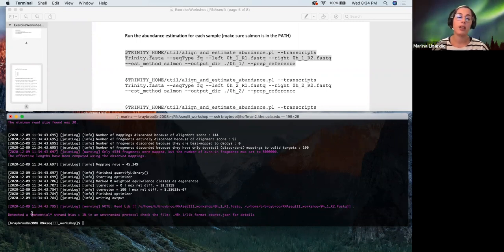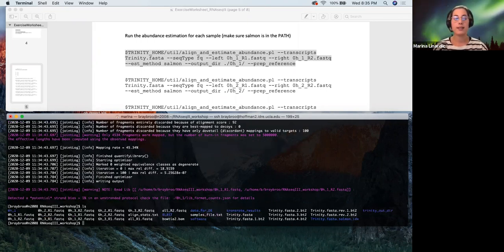We have some issues with a potential strand bias. So it tells us, okay, maybe you should have ran it in stranded mode, as I talked about briefly in the introduction. But this is not an error. This is just a suggestion. So for now, we're going to just leave it like that.